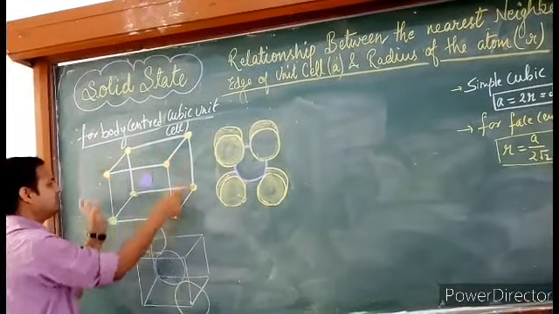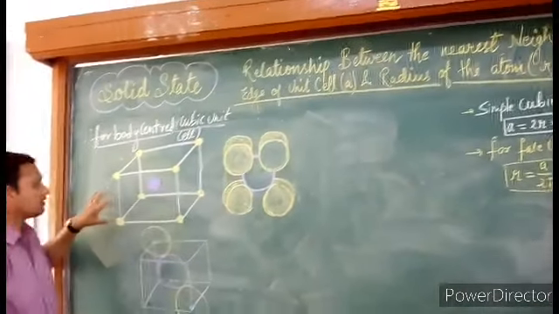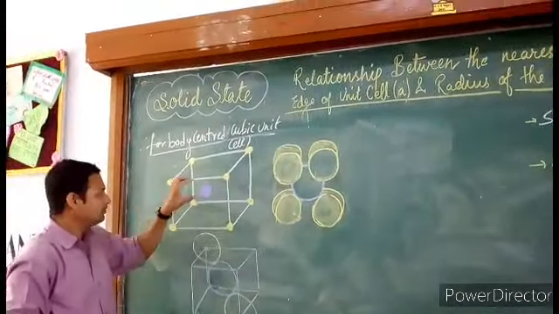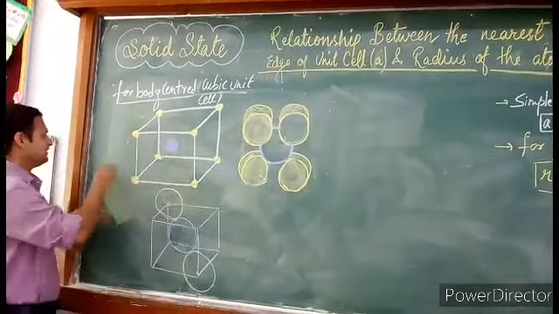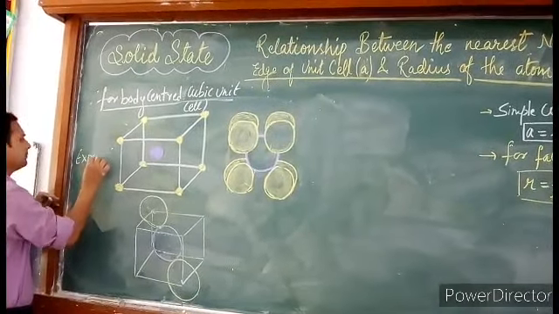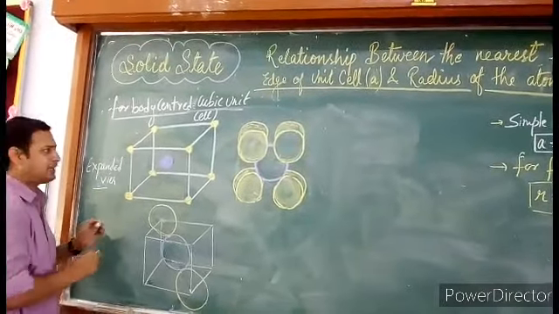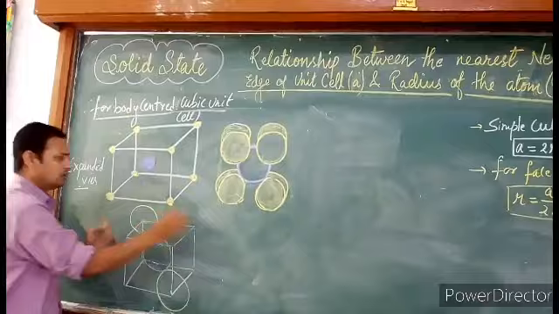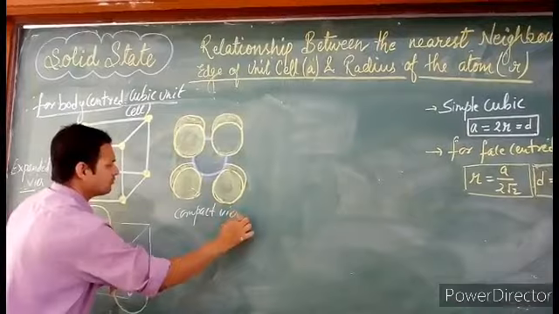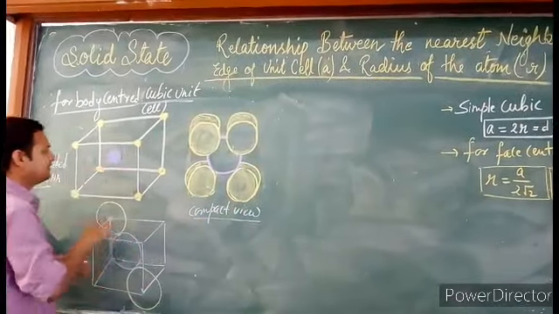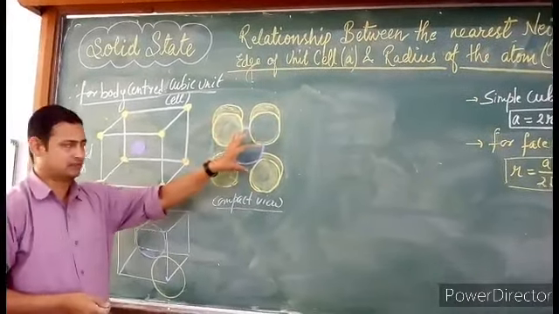In the case of body centered unit cell, we are having 8 atoms at the corners, and one atom is placed at the center. This is the expanded view. Actually they are compactly packed. So if we try to have the compact view, this is the actual structure. We will have something like this.